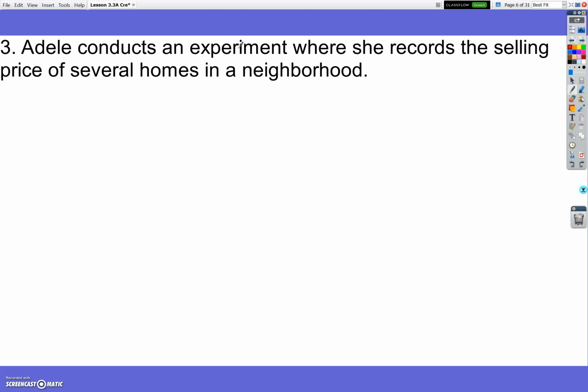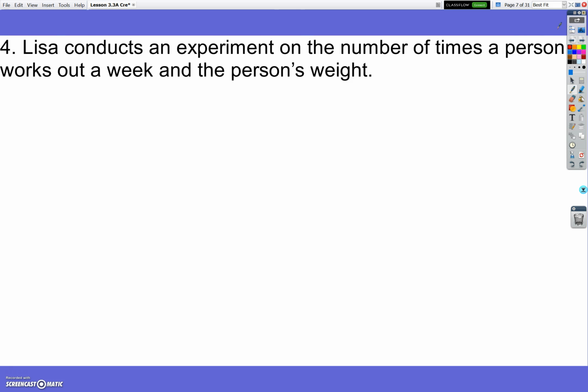Alright. Adele conducts an experiment where she records the selling price of several homes in the neighborhood. So in Carmel Valley and the Del Mar Heights area, they're building all these new homes. And someone wants to record how much these homes are going for. This is also a univariate because we are only measuring one thing. The only thing we are measuring is the price of several homes. We're not comparing that to anything else. Alright, so let's go ahead and look at this.